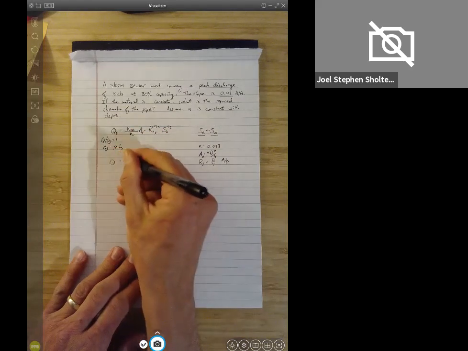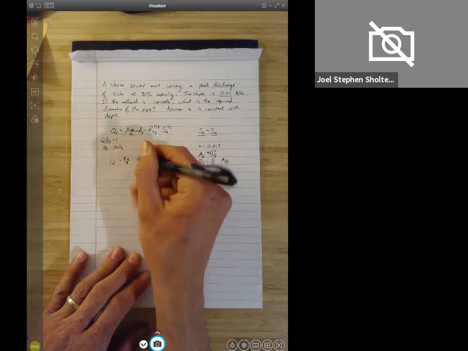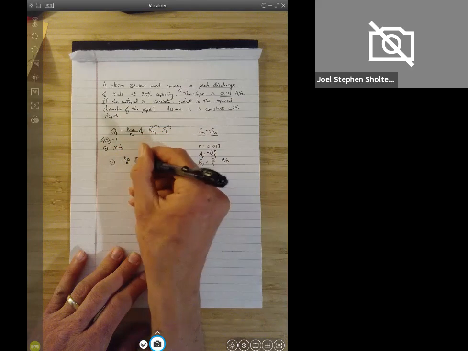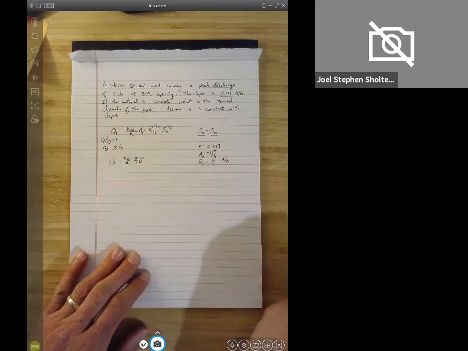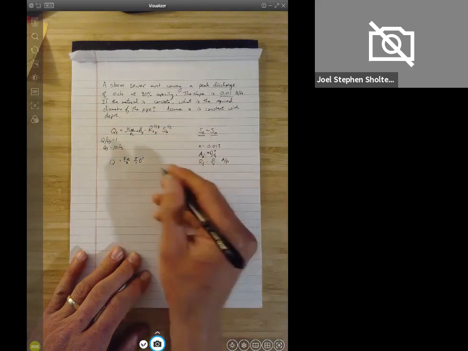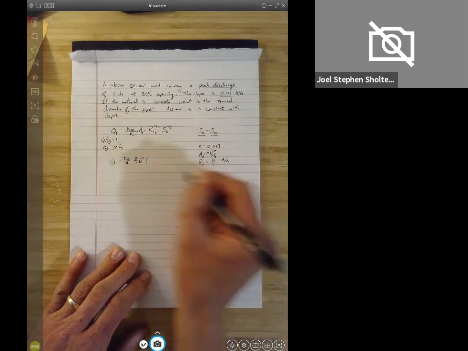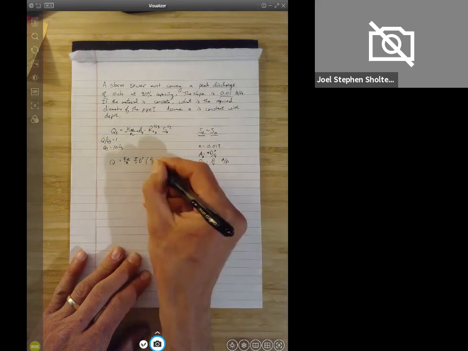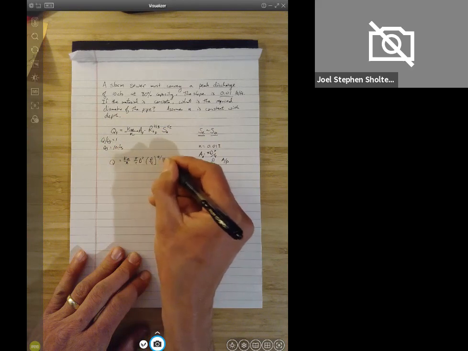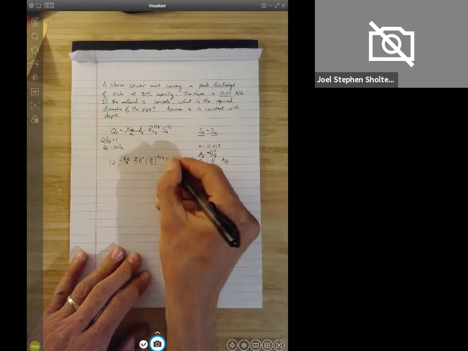So we'll do Km over N. Our area is pi over 4 d squared. Our hydraulic radius is d over 4 to the 2/3. And then we have our slope to the 1/2.